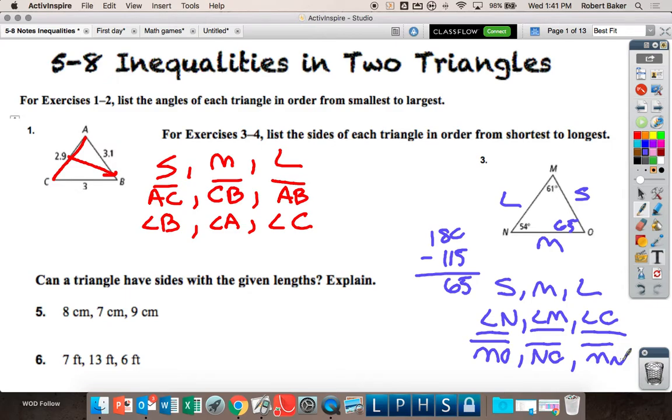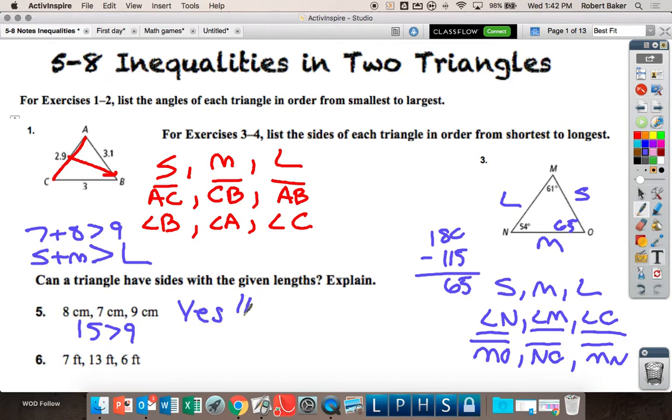Cool? Now, the second part was, can you make a triangle on your test? It's true or false. So, a triangle exists, true or false? Yes or no? Yes, but how do we do that? By adding. Small plus medium has to be bigger than large. So what's the small number? 7. The medium number? The large number? Is 7 plus 8 bigger than 9? Yes. The answer is yes.